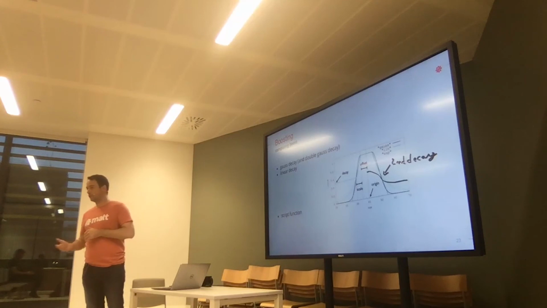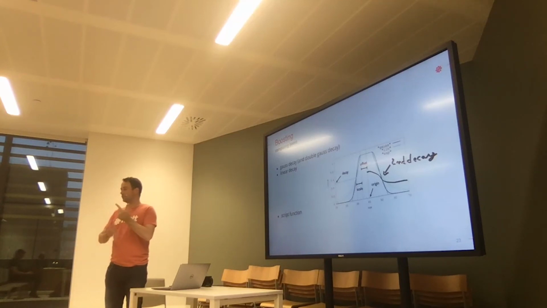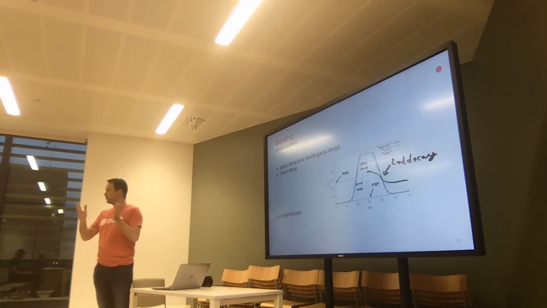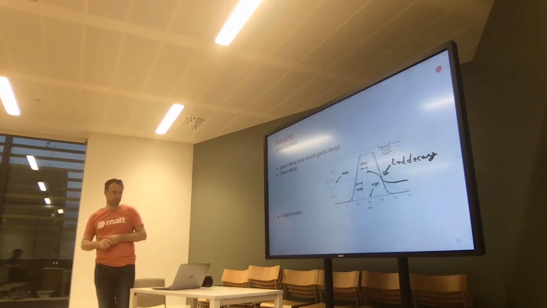We use a double Gaussian decay. For example, for the proximity, we use two Gaussian decays. If you are within 100 kilometers, you have one decay, but if you are within 800 kilometers, you have another decay. So basically you have something like that: a slope here, and another slope after that.